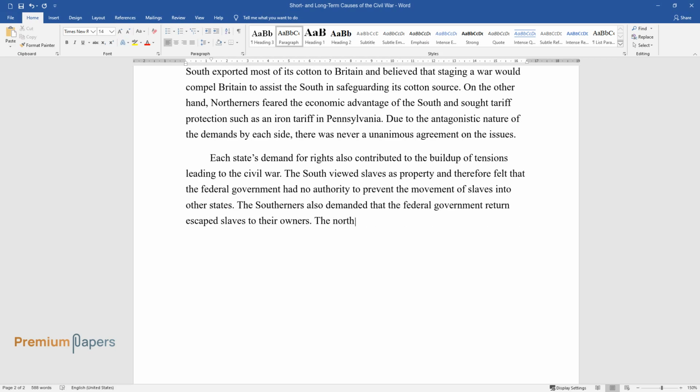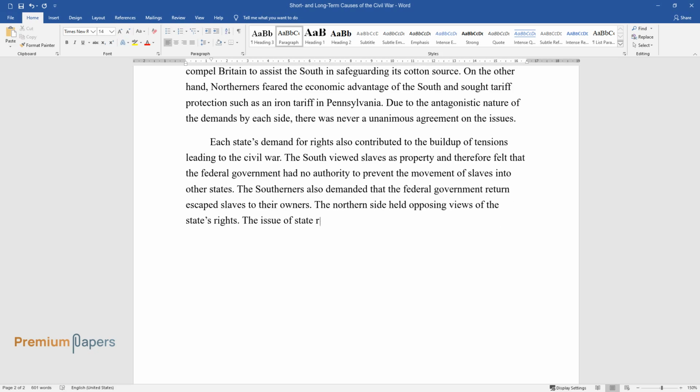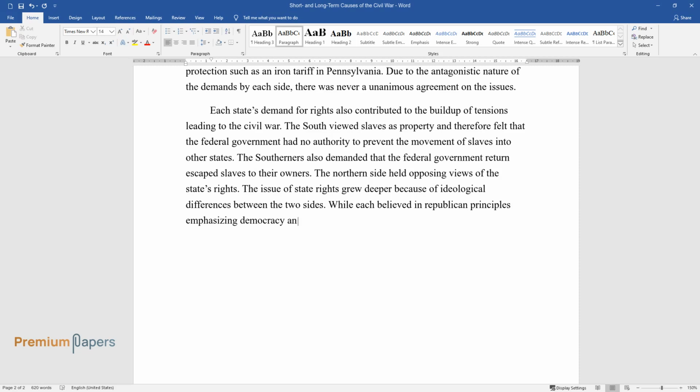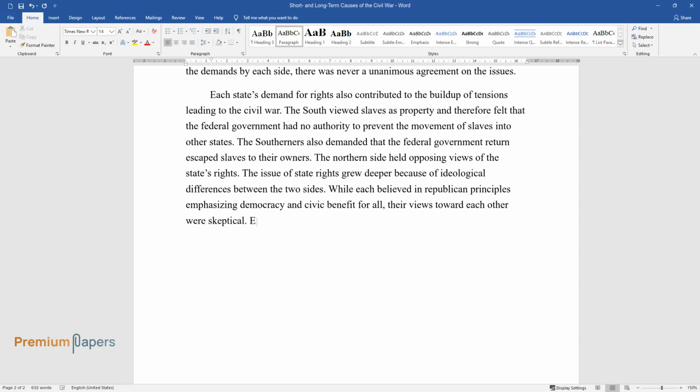The Northern side held opposing views of the states' rights. The issue of state rights grew deeper because of ideological differences between the two sides. While each believed in Republican principles emphasizing democracy and civic benefit for all, their views toward each other were skeptical. Each side thought the other was violating the Constitution.